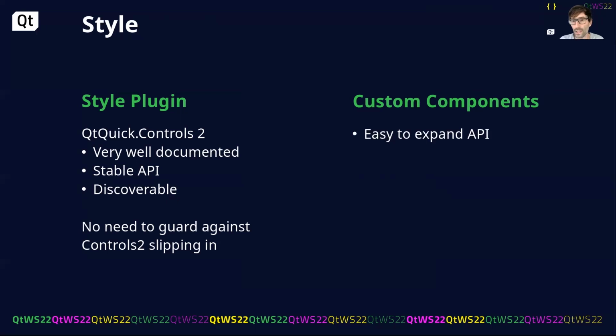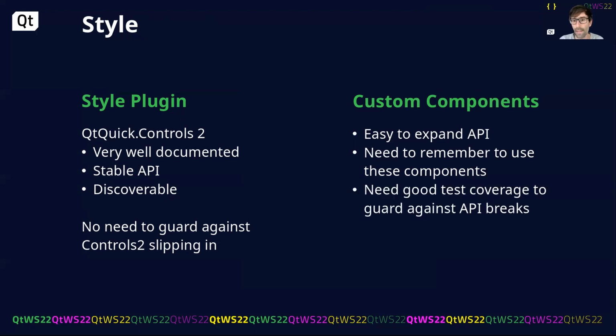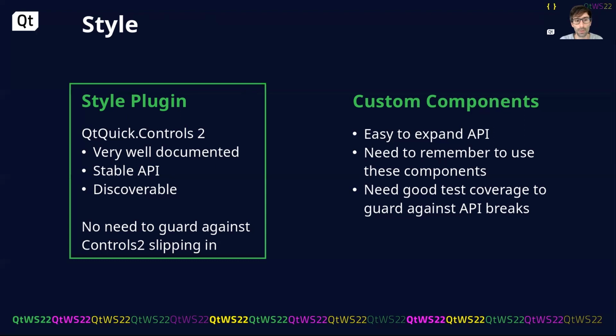With the custom components, the API is easy to expand, which is good, but you need to remember to use these components. And you need to be very sure that when you are changing the API, you don't break any code. So seeing the pros and the cons here, we decided to go with the style plugin approach because of the API stability and because of the reduction of risks that comes along with that.